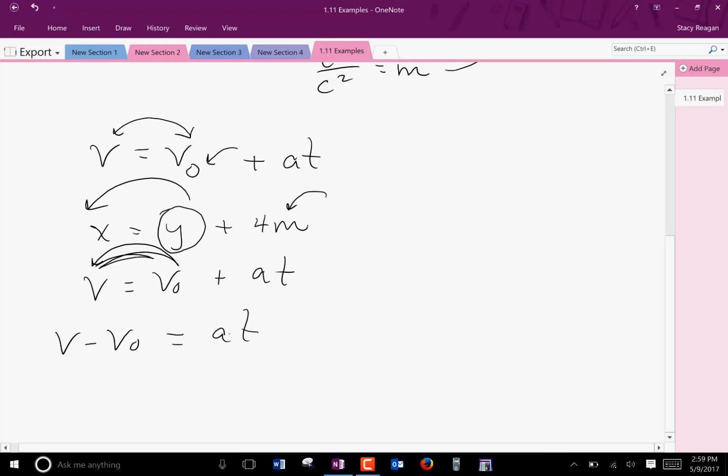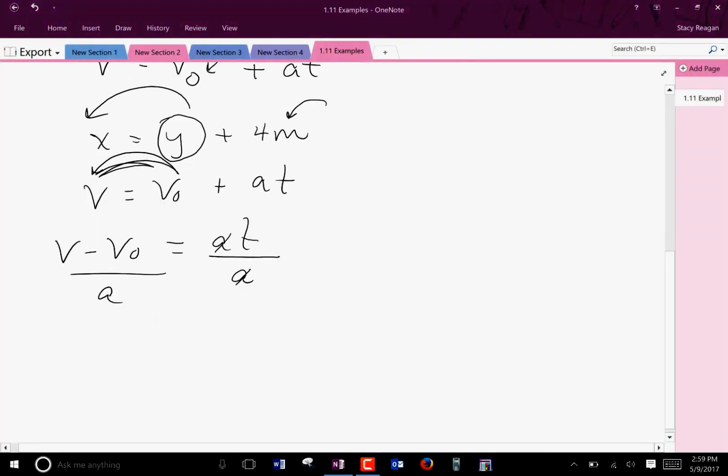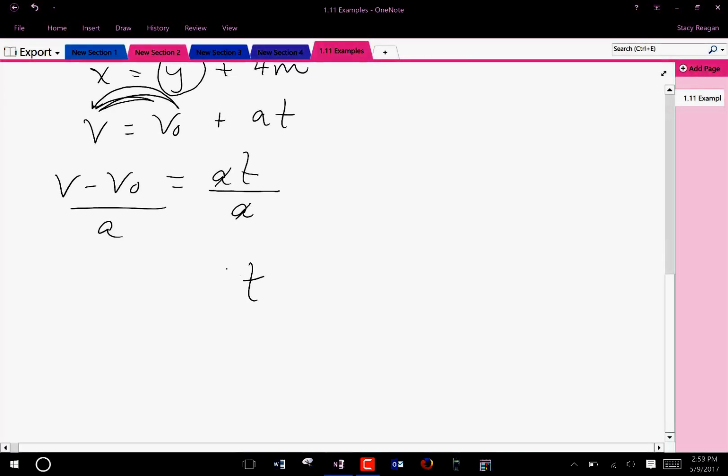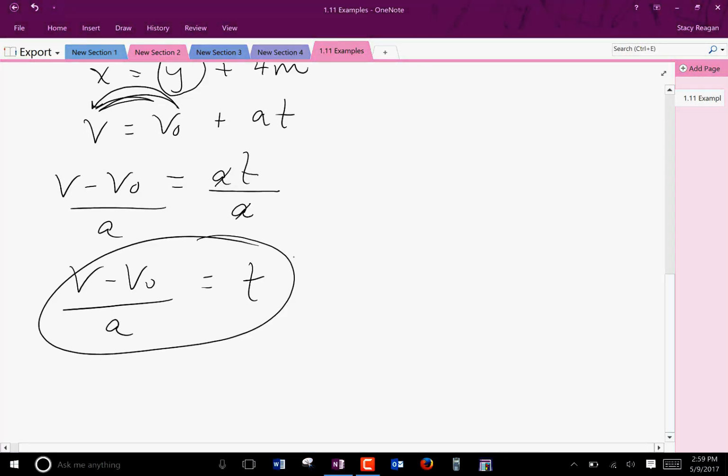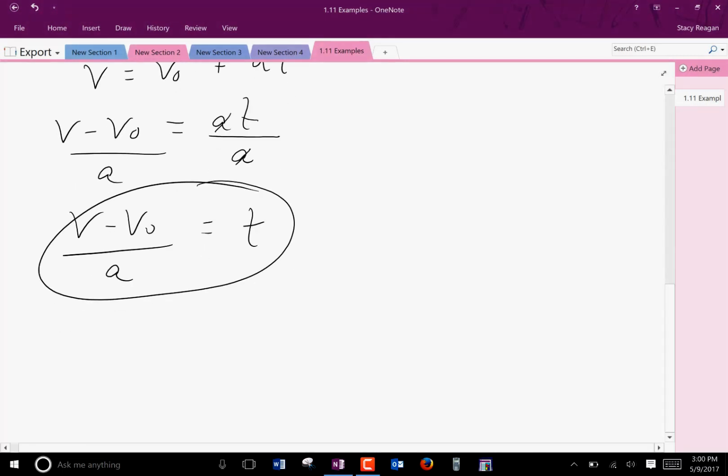And now I have a variable up against another one. So this is multiplication. If I want to get rid of the a so that I have the t, I would divide both sides by a. Now again, our goal is to get t by itself, and t is by itself. So this is our answer. This is all we're looking for: V minus V sub O divided by a equals t. That's it.